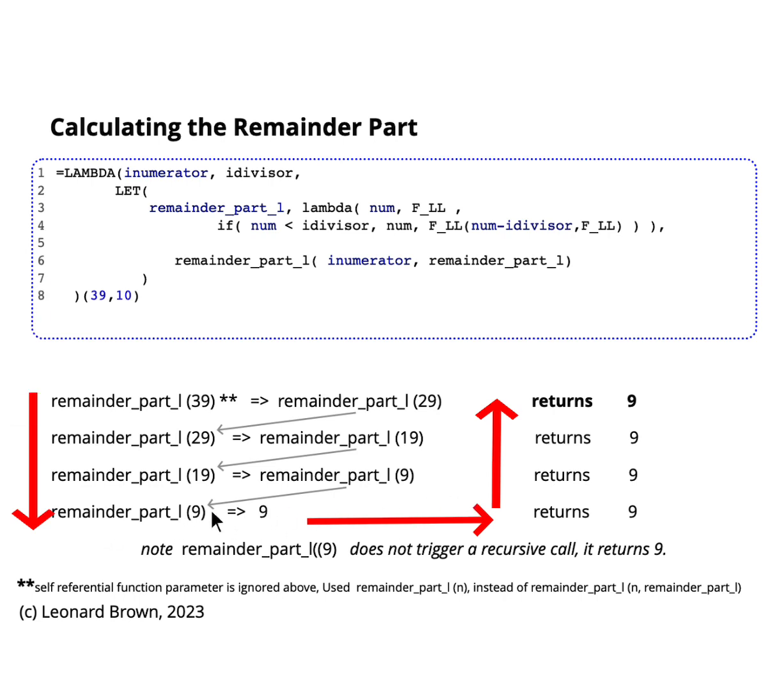So the base case returns 9. So now that we have here, remainder part of 19 is remainder part of 9, so this returns 9. Remainder part of 29 is remainder part of 19, which we know is 9. This returns 9. Remainder part of 39 is the same as remainder part of 29, so this returns 9. So 9 just bubbles all the way up, and we get a remainder part of 9, which we know to be correct.